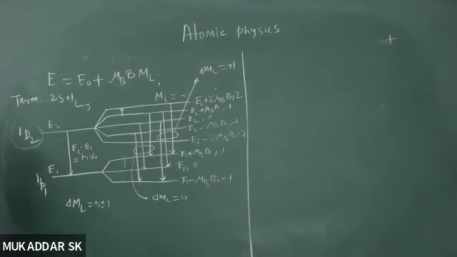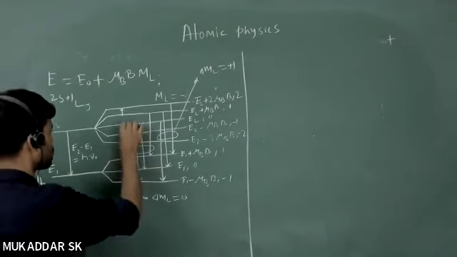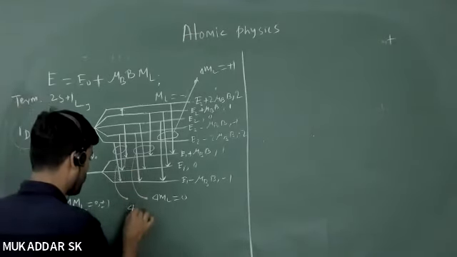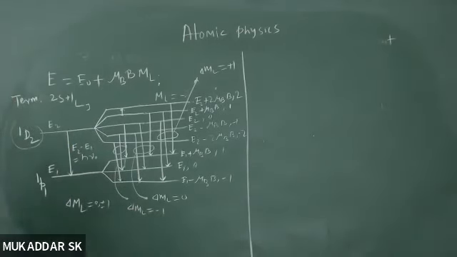Now what about delta ml minus 1? You will get this line when there is a transition from 0 to minus 1, minus 1 to 0, and minus 2 to minus 1. Here how much energy will you get? We will get E2 minus E1 minus mu B B. So here I have applied delta ml equal to minus 1. So basically there are 9 transitions, but out of these only 3 lines will be observed.